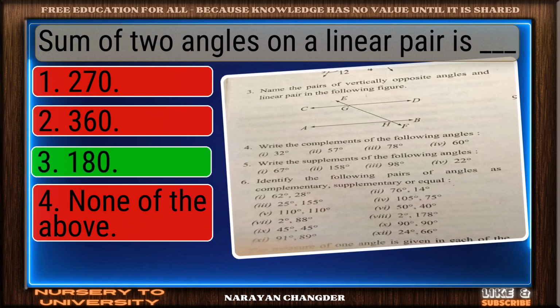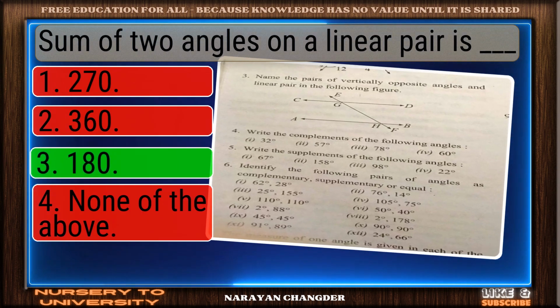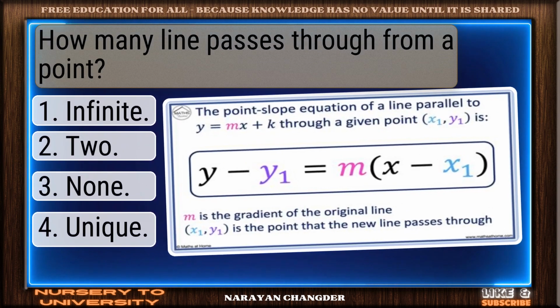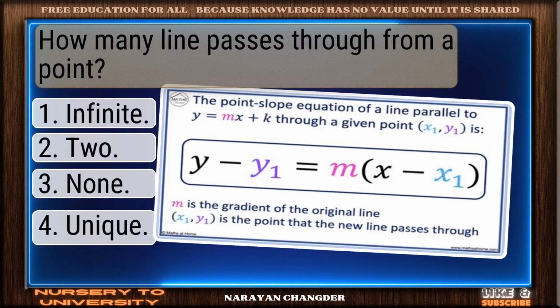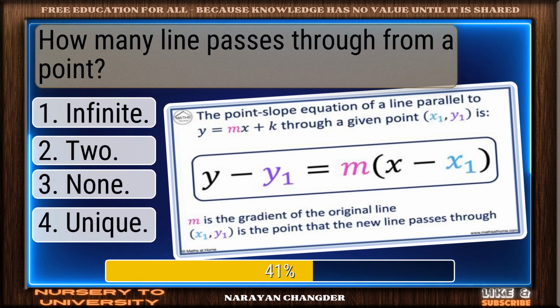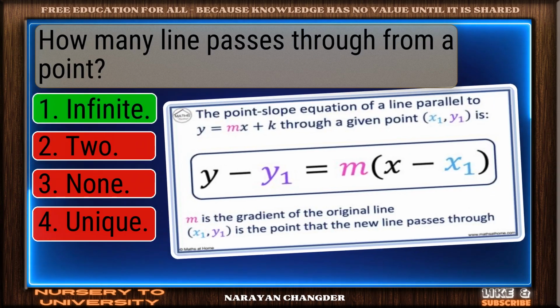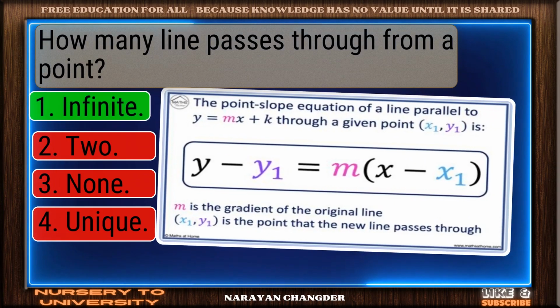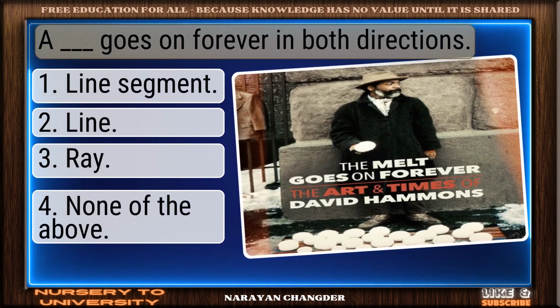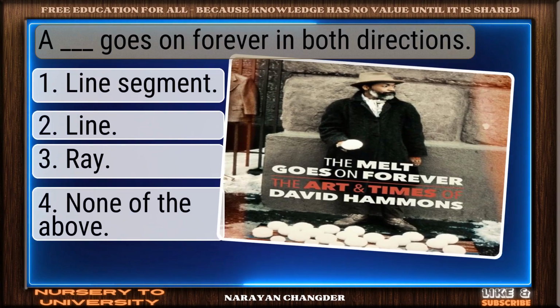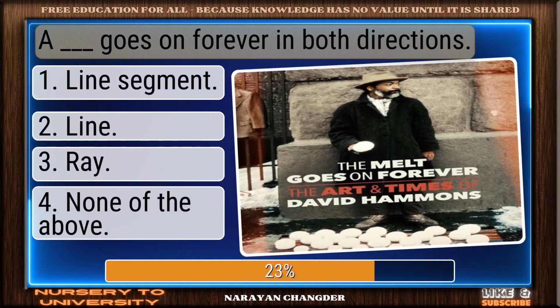Well reasoned. 180 is the correct choice. Question number 222. How many lines pass through a point? You chose infinite, and it is correct. Question number 223. A dash goes on forever in both directions.